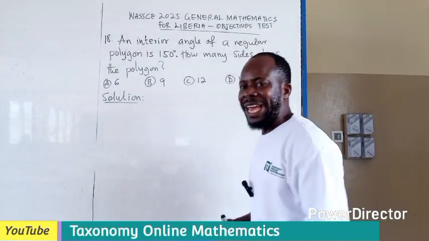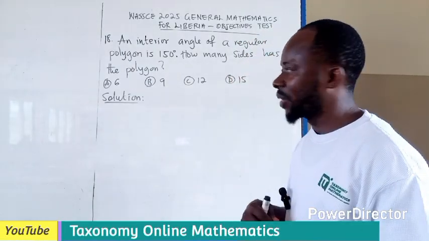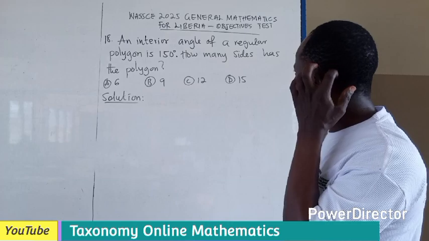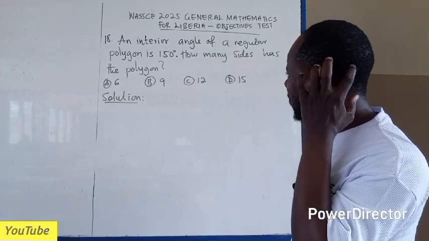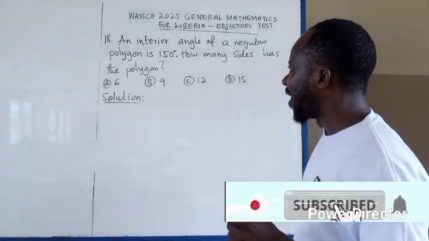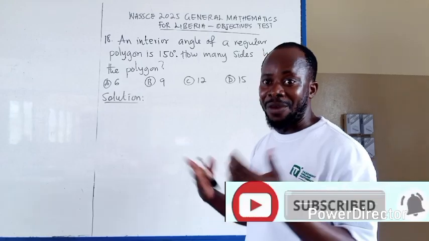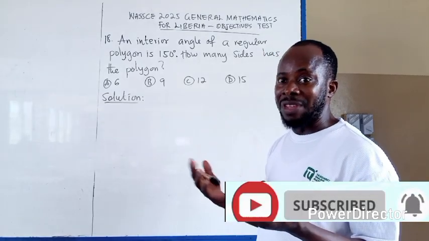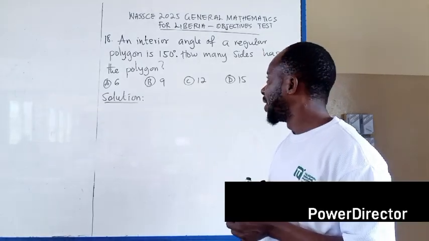Let's go. Question 18, still on the Liberia question. An interior angle of a regular polygon is 150 degrees. How many sides has the polygon? I know by now, after reading the question, you might use some few seconds to get your answer.